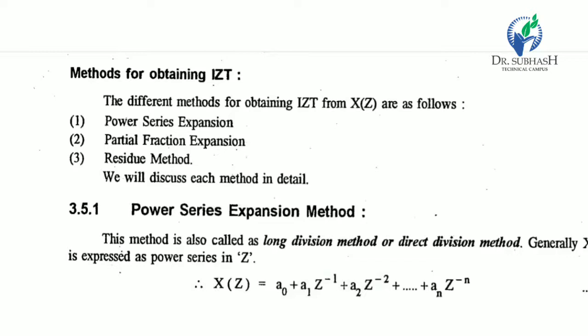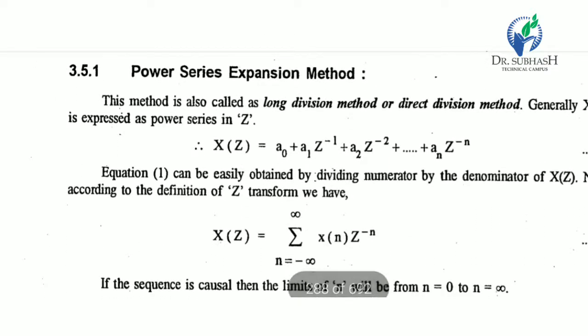The methods for obtaining the inverse Z transform are power series expansion, partial fraction expansion, and the residue method. So let's start with the first, the power series expansion method. This method is also called the long division method or direct division method.